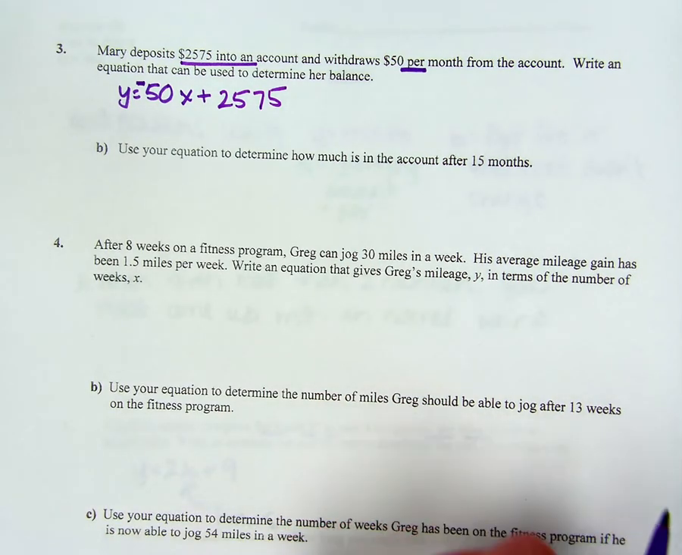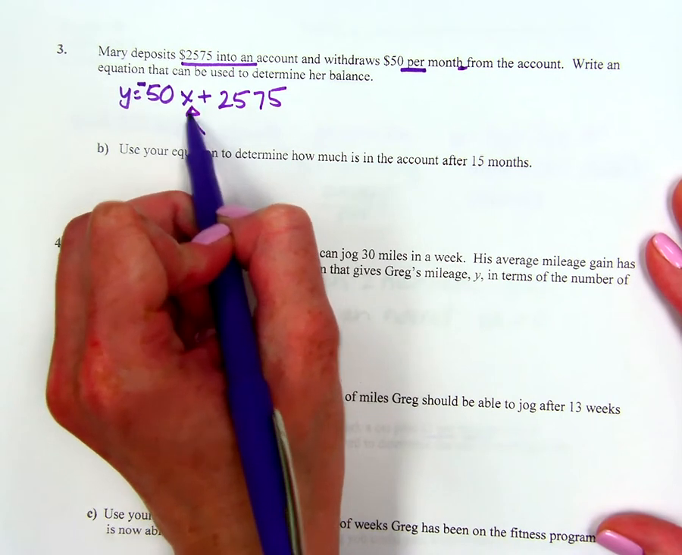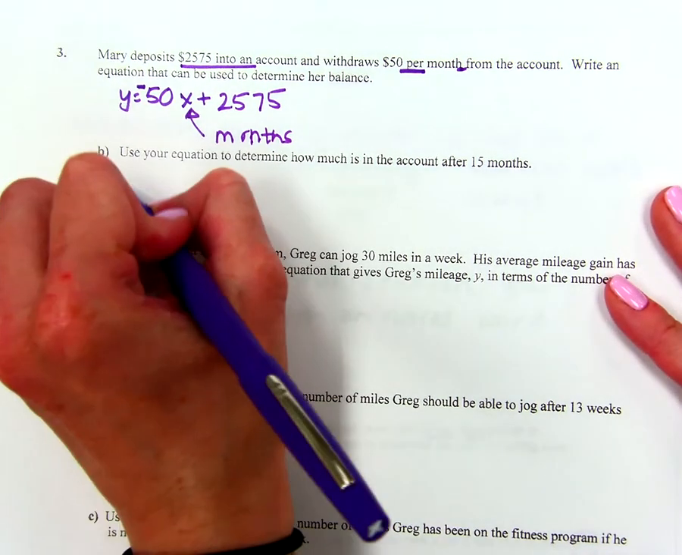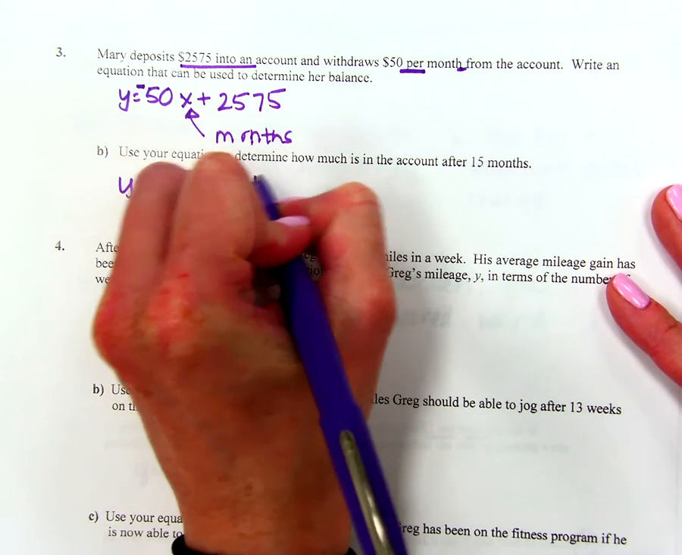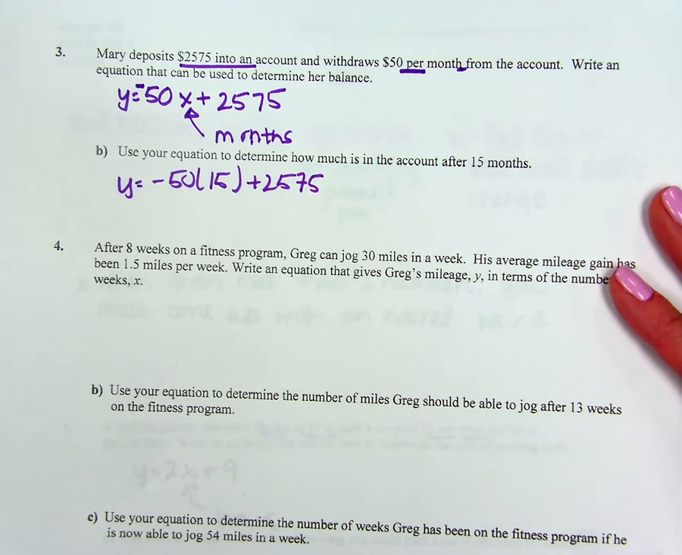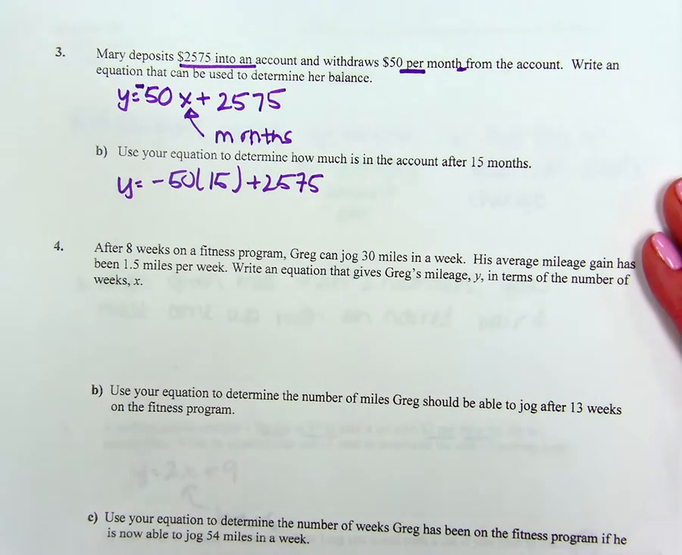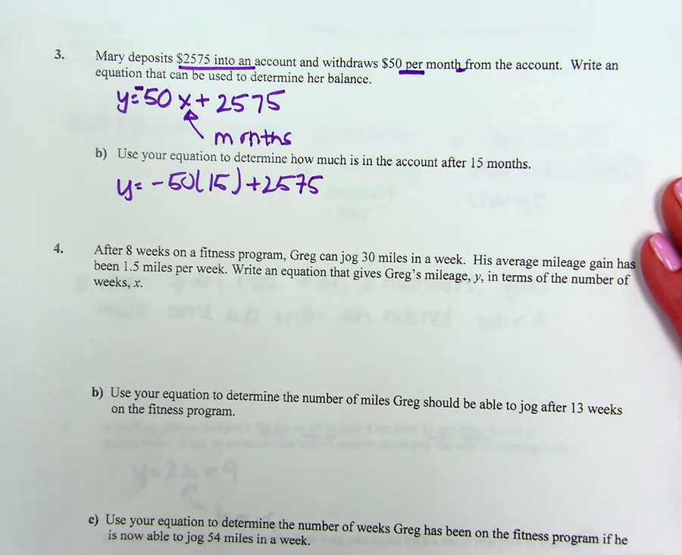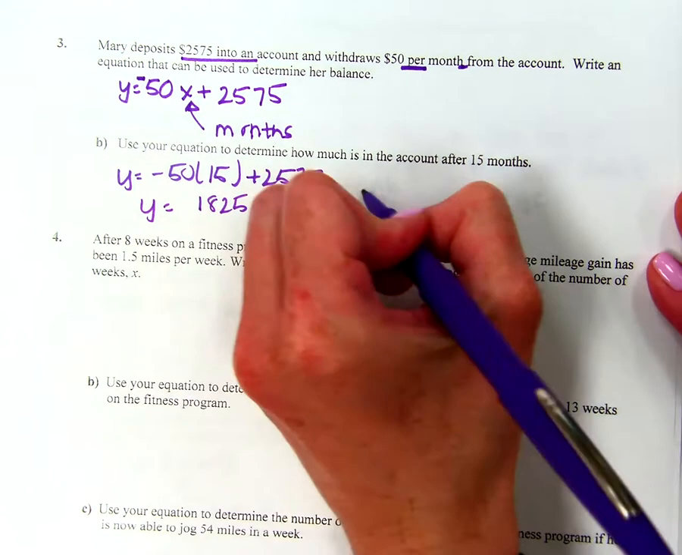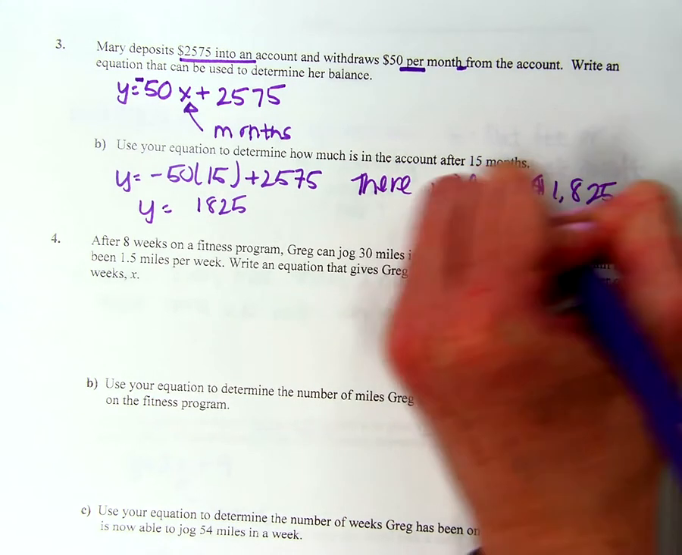So now we're going to use the equation to determine how much money she has after 15 months. So 15 months, that keyword months, is going to be represented by that x. So we will take that value and we're going to plug that in. So we have y equals negative 50 times 15 plus 2,575. So I'm going to multiply negative 50 times 15, and I'm going to get negative 750, and I'm going to add that to 2,575, and I'm going to end up with 1825. So there will be $1,825 in the account.